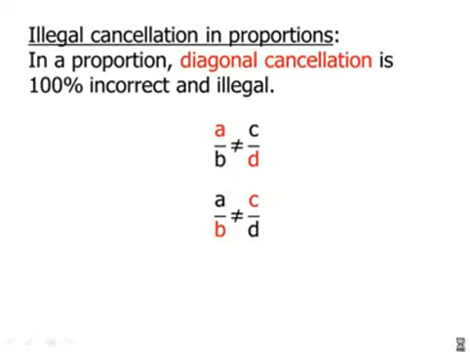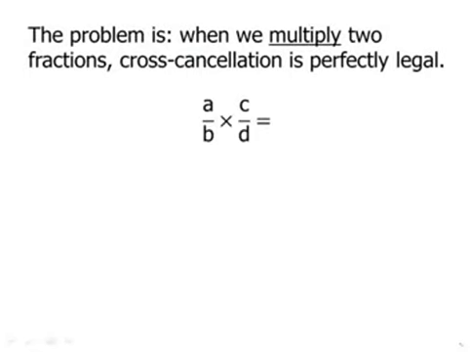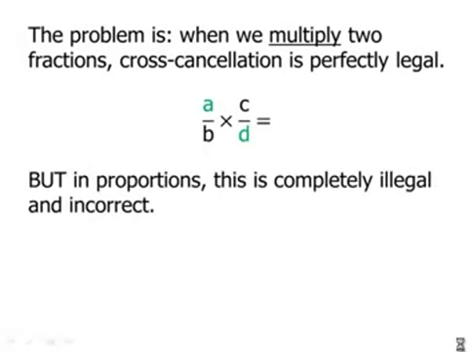Here's where I think the confusion arises. When we multiply two fractions, cross-cancellation is perfectly legal. So for example, here I have A over B times C over D. This is not a proportion. This is a product of two fractions. And in this, of course, we can cancel a common factor in A and D. Cross-cancellation is perfectly fine. But in a proportion, this is completely illegal and incorrect. If I have A over B equals C over D, so this is a proportion now, if I cross-cancel, that is illegal. I think what happens is people get very mechanical about the idea of cross-cancellation, and they neglect the difference. Is there a multiplication sign between the fractions? Is there an equal sign between the fractions? They neglect that detail, and they carry over something that is legal in the multiplication case, even though it's illegal in the proportion case. So it's very important to pay attention to this, because it's a very easy trap in which to fall.